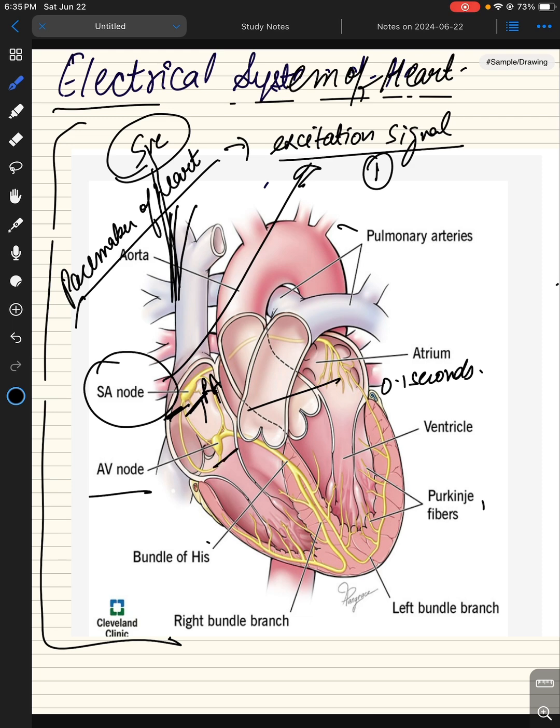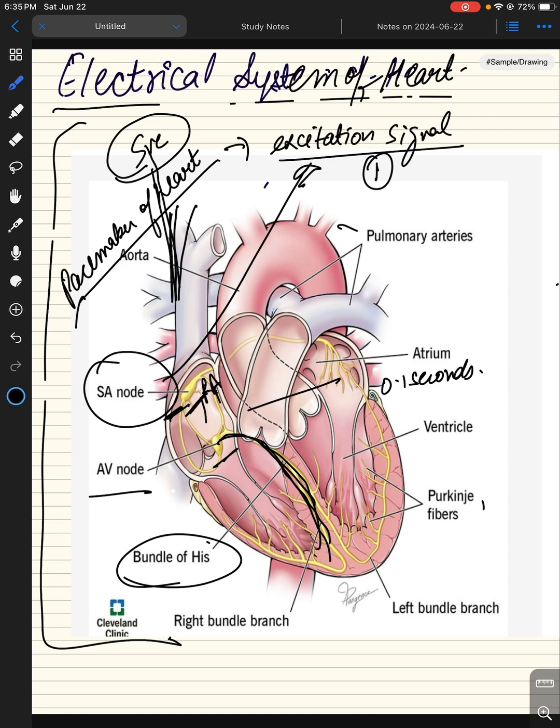Then we have the bundle of His. Just listen carefully, then we will make a flow chart which will explain briefly how the signals are transferred step by step. Bundle of His is also called the atrioventricular bundle. We can see this is your bundle of His. It is a branch of fibers, or we can say nerve cells, that extends from your AV node.